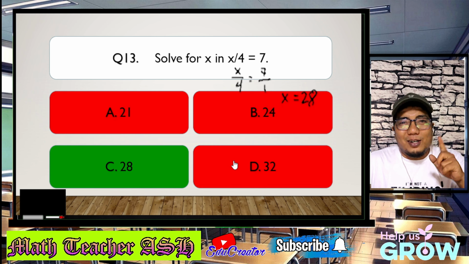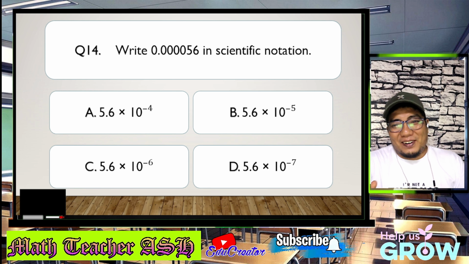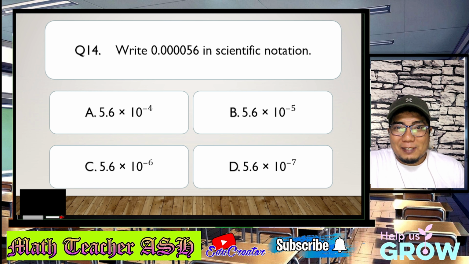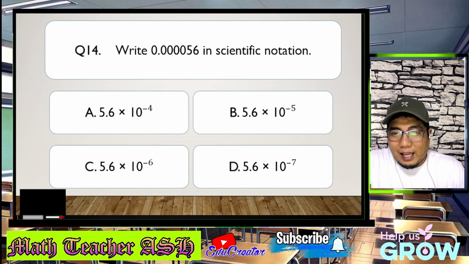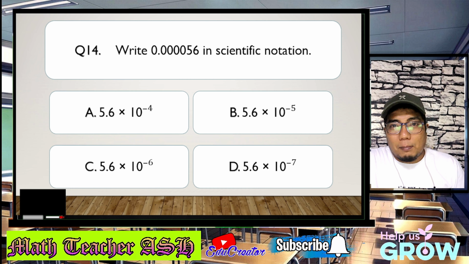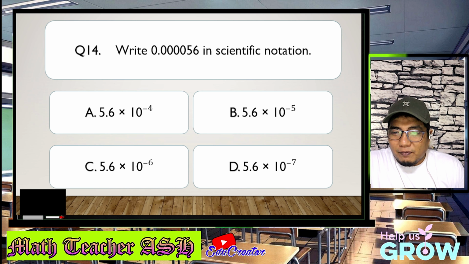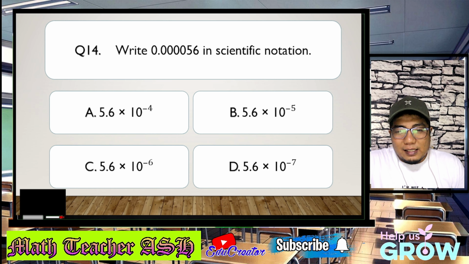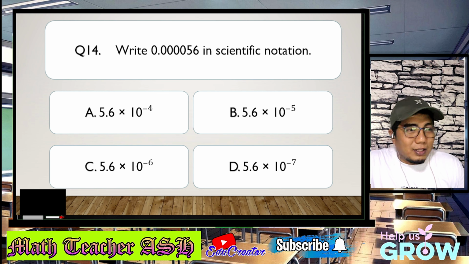So now let us go to question number 14. Write 0.000056 in scientific notation. Okay, of course, that is now how we read this number, because we can apply the correct placement of decimals. So this is tens, hundreds, thousands, 10,000s, 100,000s, and then millions. So this is 56 millionths. All right. Now, is it A, 5.6 times 10 to the negative 4 power, B, 5.6 times 10 to the negative 5 power, C, 5.6 times 10 to the negative 6 power, or D, 5.6 times 10 to the negative 7 power? I'll give you 5 seconds to think about your answer.